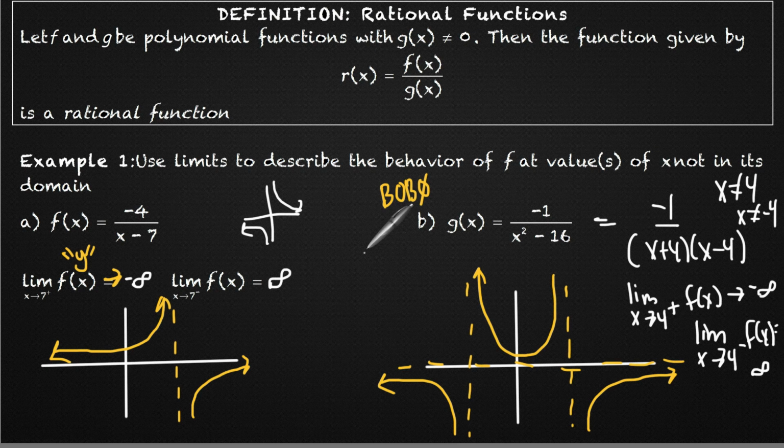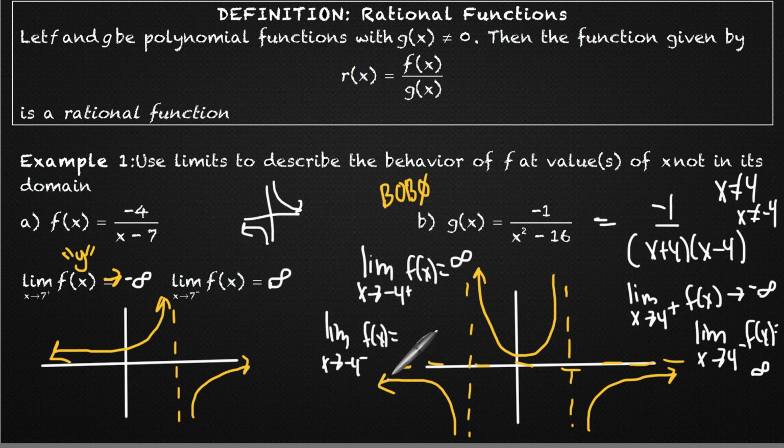Now I must do the same thing with the other asymptote. The limit as x approaches negative 4 from the right, f of x is approaching, well, let's trace it. From the right, it is heading up to infinity. And then, of course, as x approaches negative 4 from the left, f of x, let's trace it. It's heading down to negative infinity. All right, so now you know how to analyze the function at the asymptotes from the right and from the left.